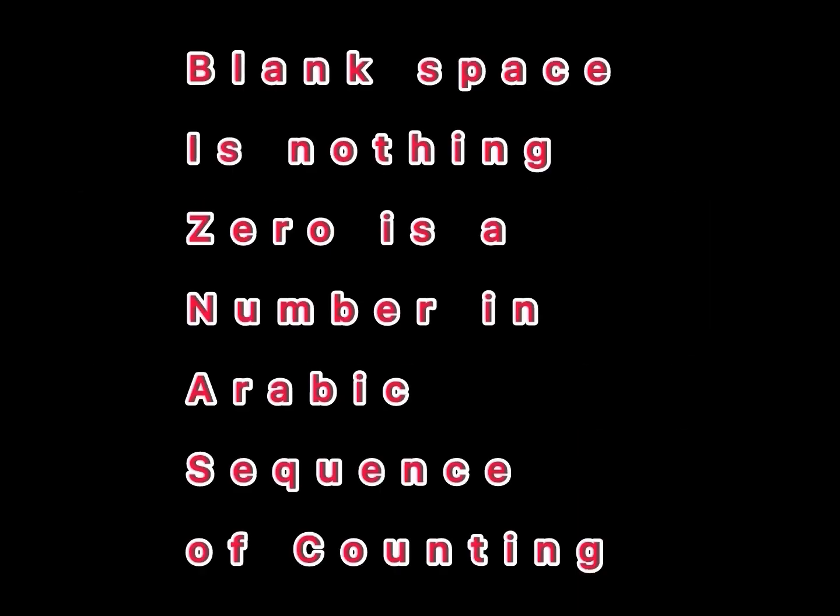8, like 9 infinite, 8 infinite, 7 infinite, 6 infinite, 5 infinite, 4 infinite, and so forth, right down to the 0.1 infinite. And then when you get to 0.0 infinite, like infinity, then a second infinity would take place as another decimal point. Blank space is nothing. 0 is a number in Arabic sequence of counting.